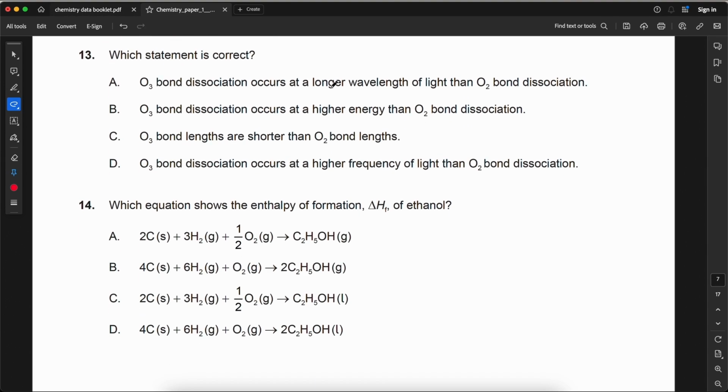Which statement is correct? The answer is ozone bond dissociation occurs at a longer wavelength of light than oxygen bond dissociation. You know, ozone has delocalized electrons, so it is less stable, so the bonds are also weaker. If the bond is not that strong compared to oxygen, it will absorb longer wavelength and lower energy. Compared to oxygen, which is more stable, it will absorb shorter wavelength and higher energy.